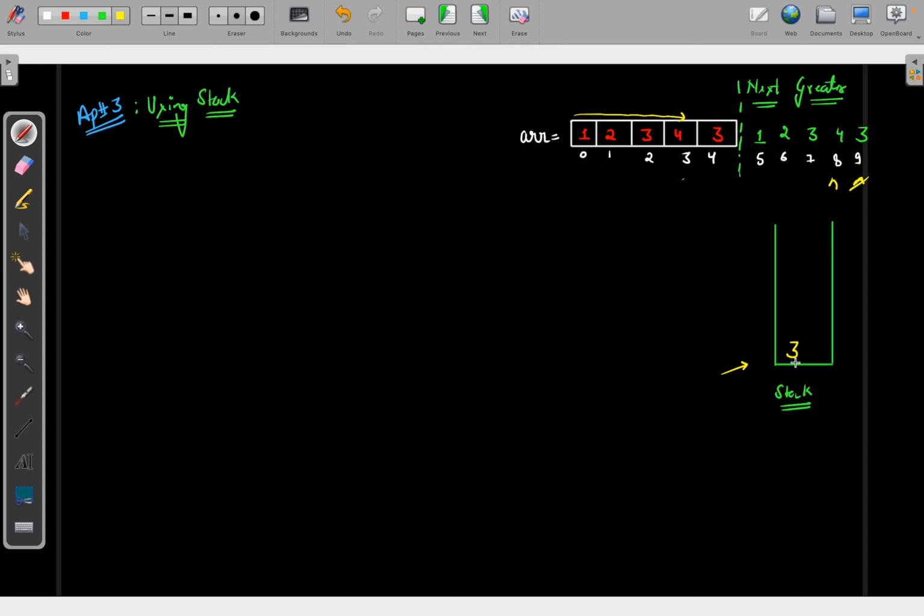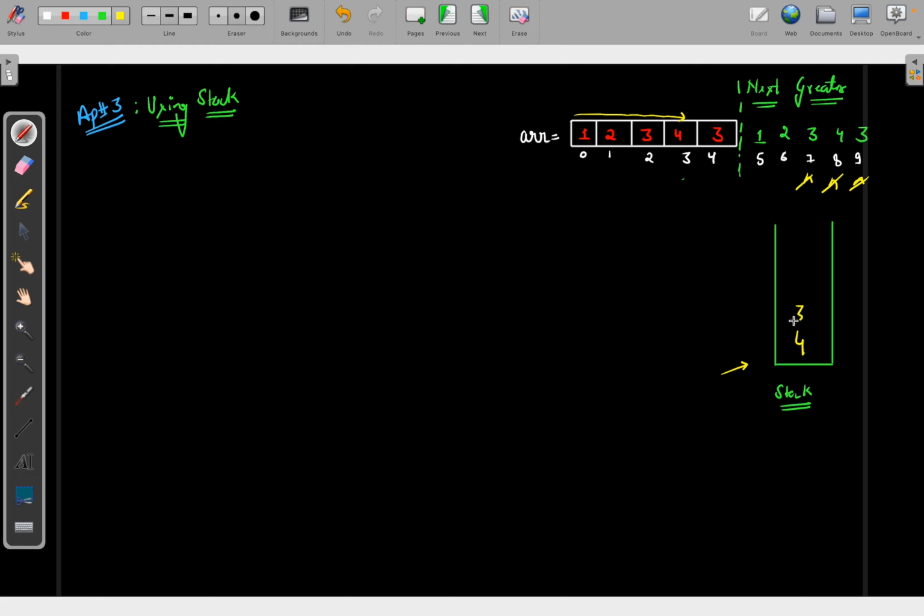Now for 4, is the topmost element of the stack, 3, greater than that? No, it's not. So you will pop the element. Now the stack is empty, so the answer should be -1, but that is not my actual element, so I won't add it to my answer. I will just fill my stack with 4 before moving. Now is 4, the topmost element, greater than 3? Yes, it is. So that would be my answer, but again, this is not an actual element, so I won't fill it and I will move on.